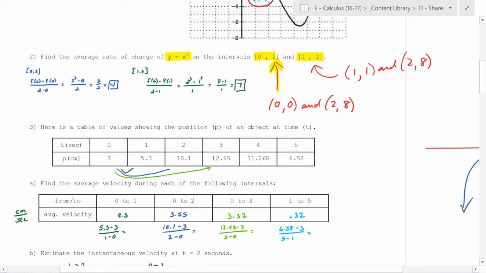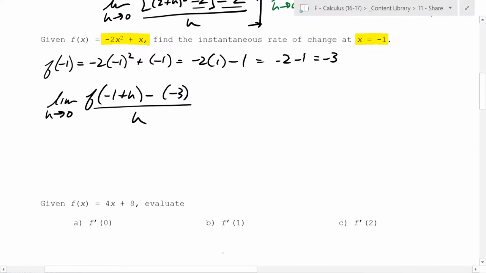How do we feel about this so far? You need to be able to make that table. You need to be able to use your calculator. How many people started like that? Did you get -3 when you plugged in -1?